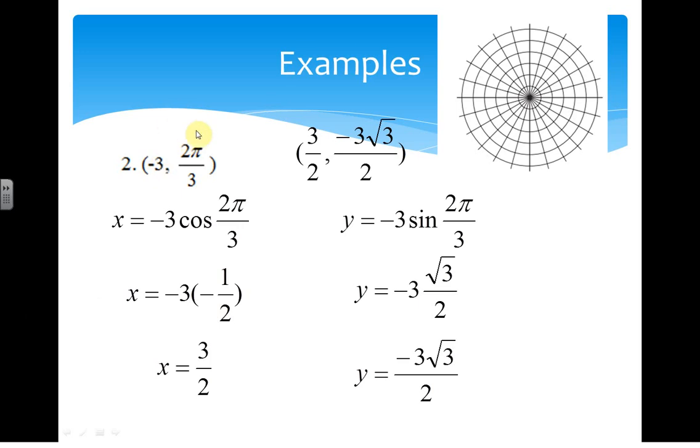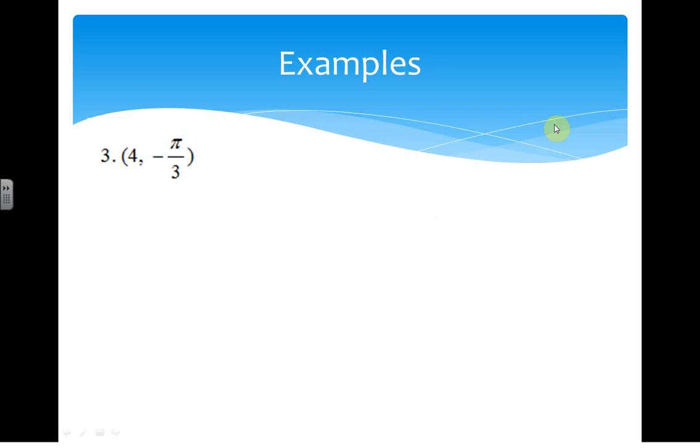Now let's just think about this. What angle did we say this was? 180 divided by 3 is 60, so 120. The angle is up here, but the radius was negative 3, so the point is out here. Let's make sure this makes sense. If you go 3/2 and down, you are in the fourth quadrant. So that's what it means: 3/2, negative 3 root 3 over 2. You can check yourself before you wreck yourself.